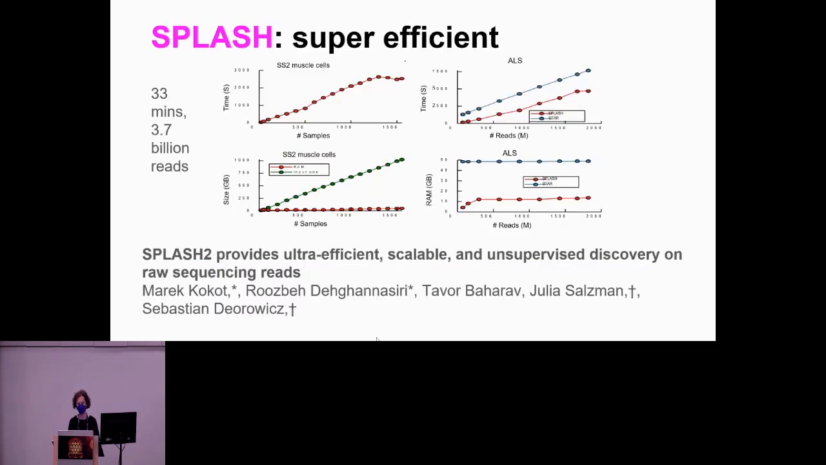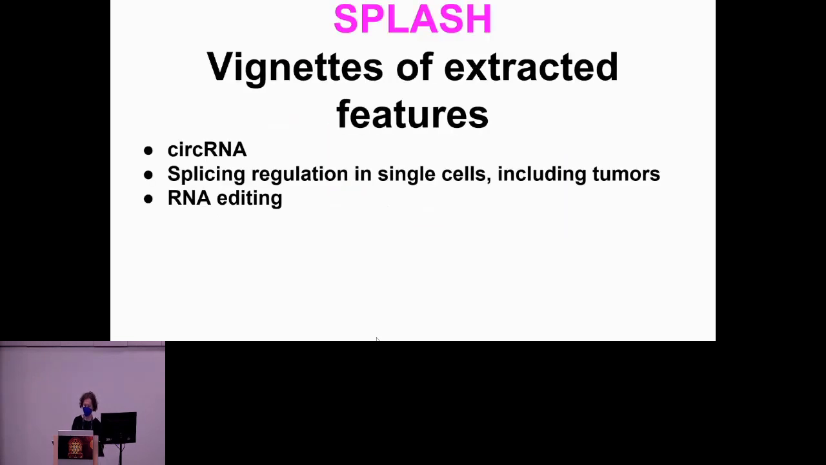Instead, you do it on these reads, okay? It's a very, very fast algorithm, very simple to use. Again, I'm going to skip it. So I'm going to just give you a handful of vignettes. Some for how SPLASH can detect circular RNA, another for splicing, and another for RNA editing.